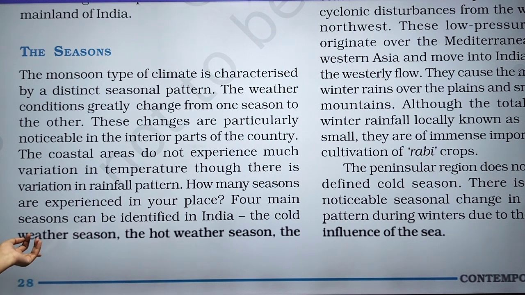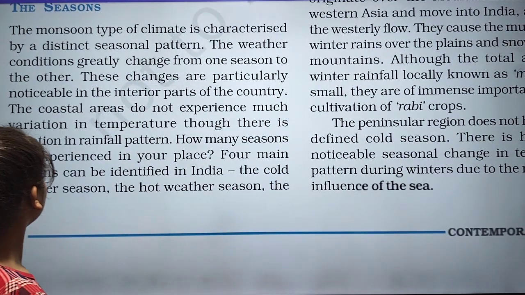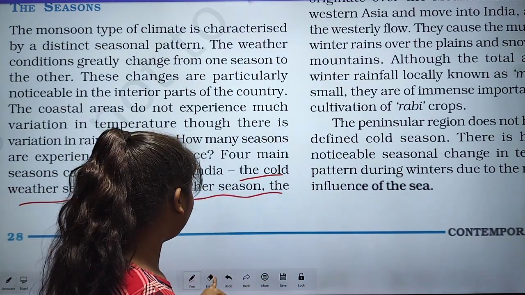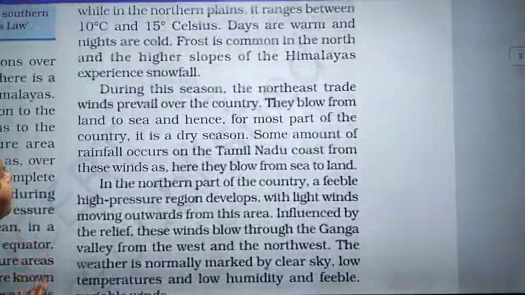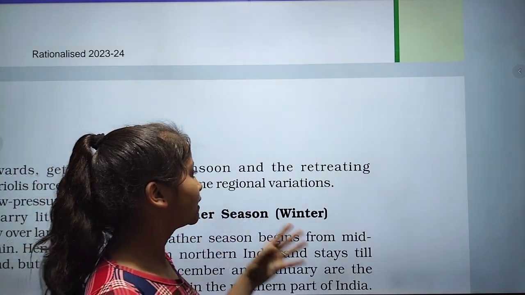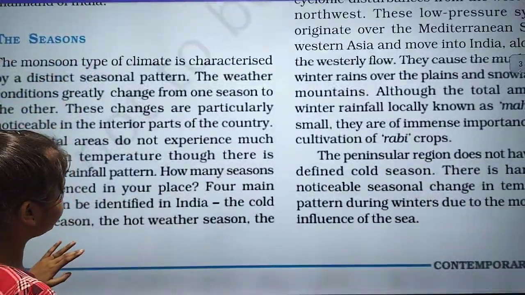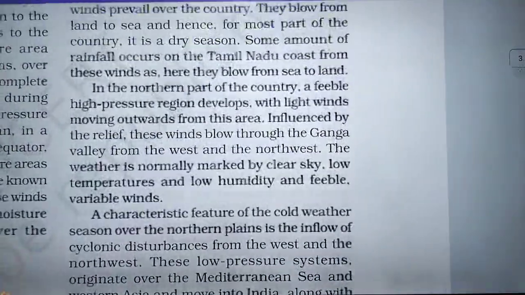How many seasons are experienced in our place? Four main seasons can be identified in India: the cold weather season, the hot weather season, the advancing monsoon and the retreating monsoon, with some regional variation.